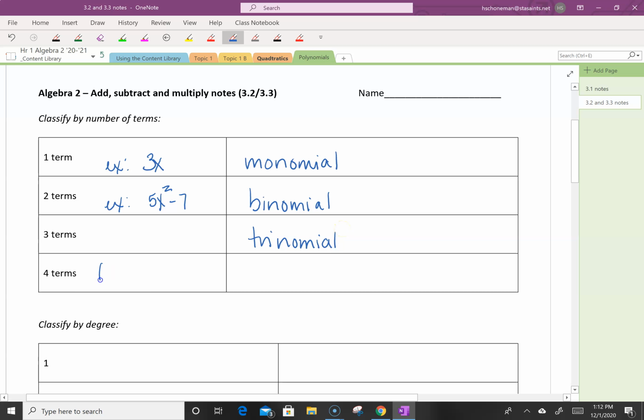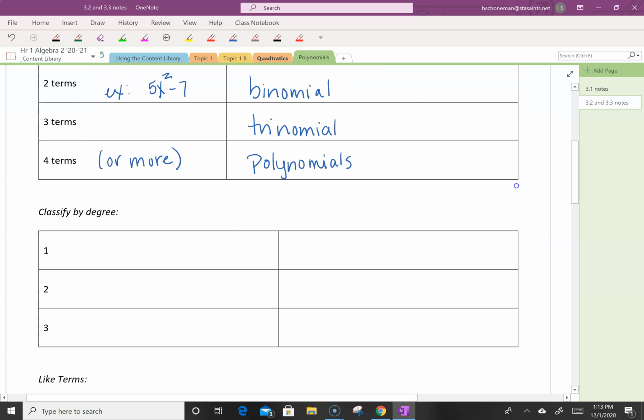And finally, if you have four or more terms, then we just refer to them as polynomials. Now, even though one, two, and three terms have names, we can also just say polynomials with them as well. It's kind of a generic term.